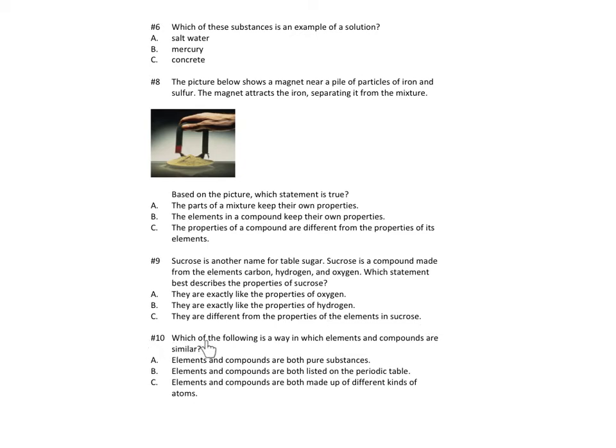Number 10. Which of the following is a way in which elements and compounds are similar? A. Elements and compounds are both pure substances. B. Elements and compounds are both listed on the periodic table. C. Elements and compounds are both made up of different kinds of atoms.